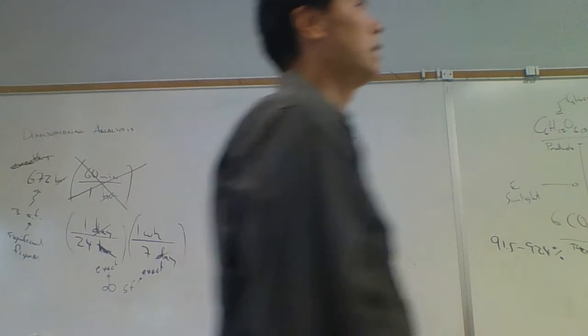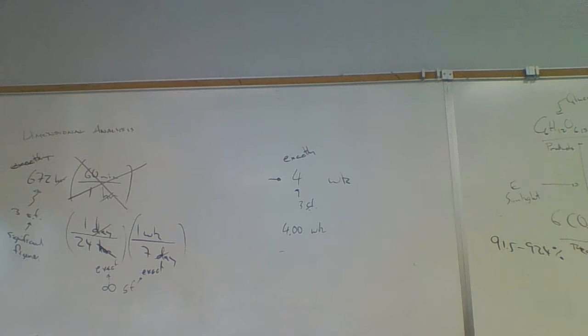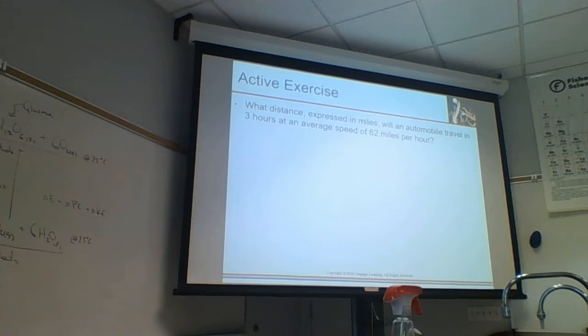What distance expressed in miles would an automobile travel in 3 hours at an average speed of 62 miles per hour? And so the way we answer this question is a little bit tricky, and it's a little bit ambiguous. Well, the math isn't that bad, but what do I mean by 3 hours? Do I mean exactly 3 hours, or do I mean approximately 3 hours? If I mean approximately 3 hours, then I'm looking at 2.5 to 3.4 hours.